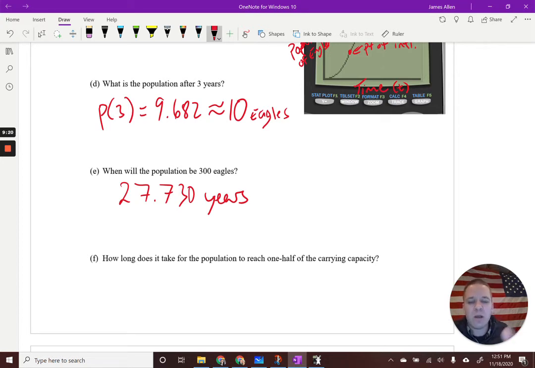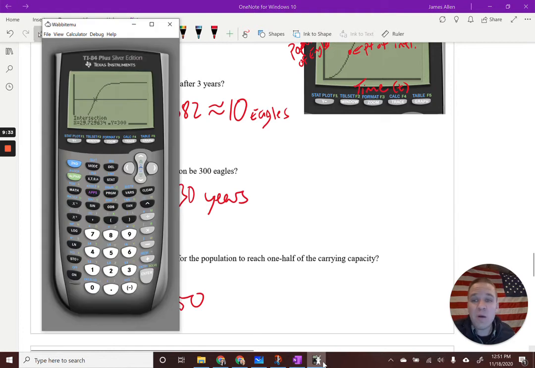Now here it says, how long does it take for the population to reach 1/2 the carrying capacity? Well, what was our carrying capacity? Carrying capacity was 500, so half that is 250. So we're going to do basically the same thing that we just did, but now I'm going to throw in 250 for my second equation. Not too bad.